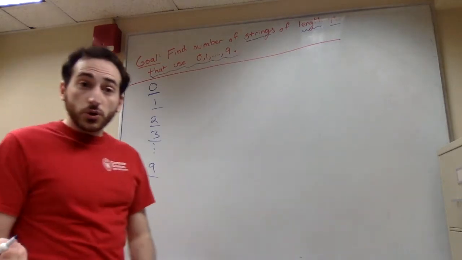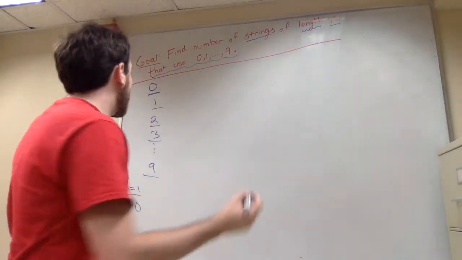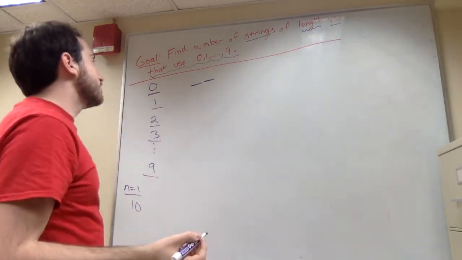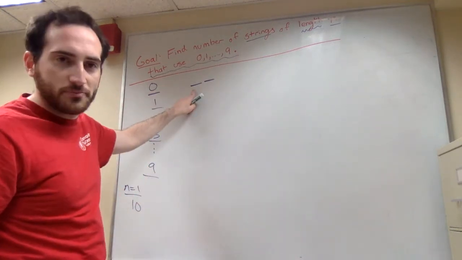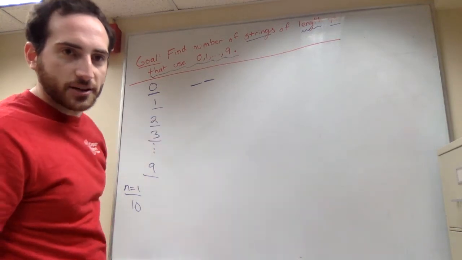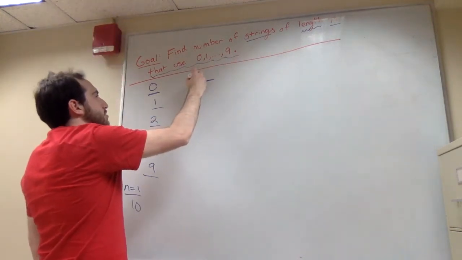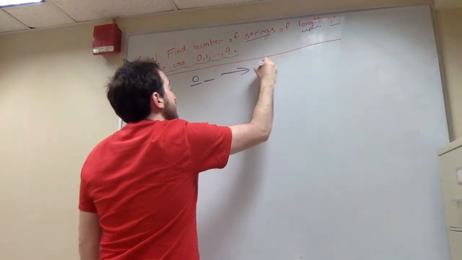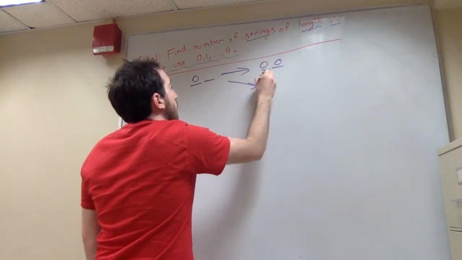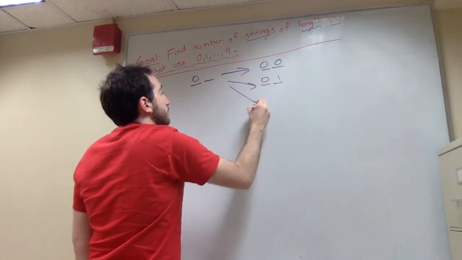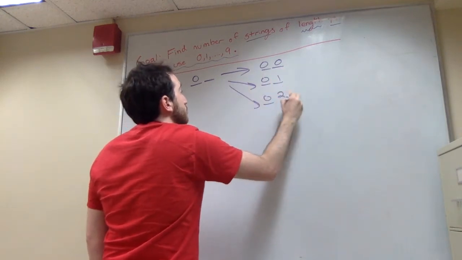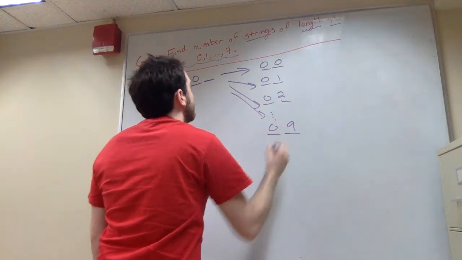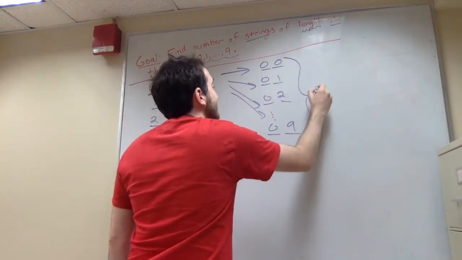If n equals 2, how many possibilities do we have? So for each choice of the first digit, there are some choices for the second one. The first digit could be 0. If the first digit is 0, the second digit could be 0, or 1, or 2, or anything up to 9. So there are 10 of these.